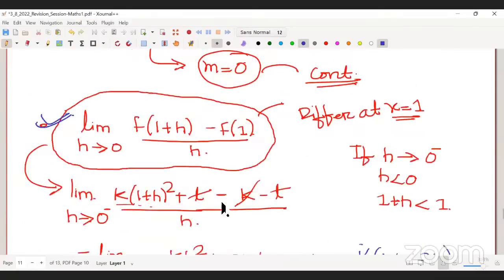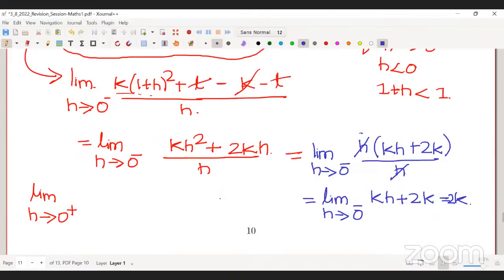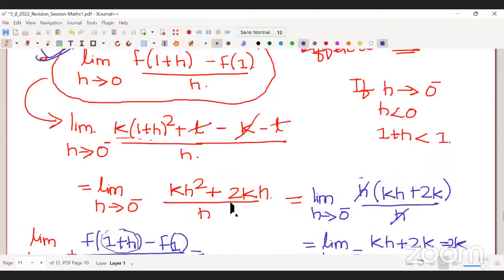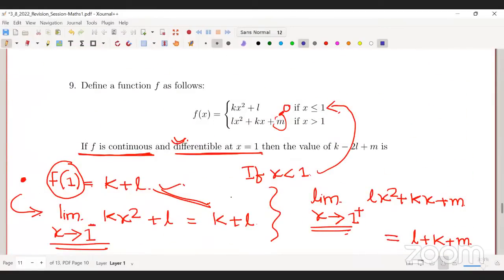And sir, the right hand limit will be 2L plus K, I guess. The right hand limit, what you need to do is compute f of 1 plus h minus f of 1 by h. Now here you are coming to 1 from the right hand side, that means h is greater than 0, that means 1 plus h is greater than 1. So by definition, f of 1 plus h is this thing.